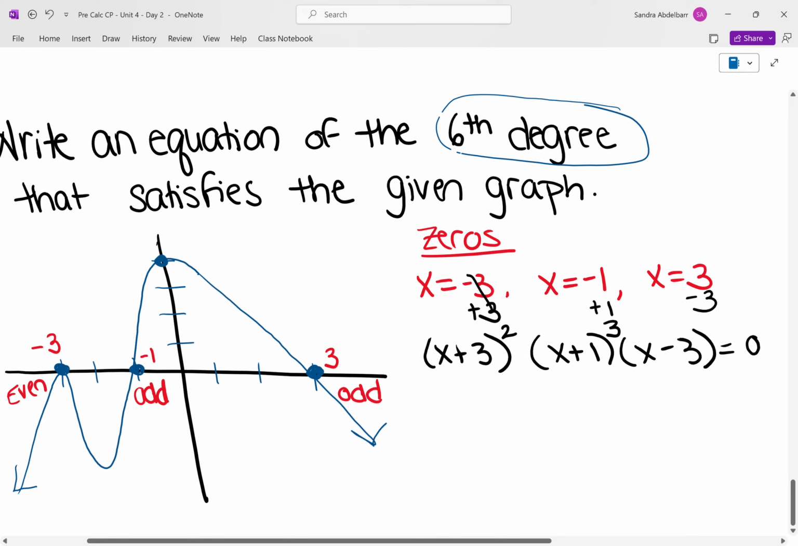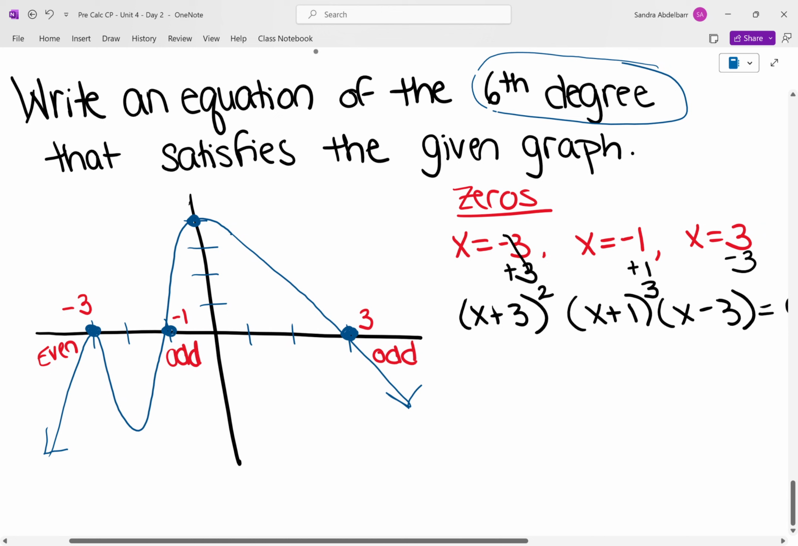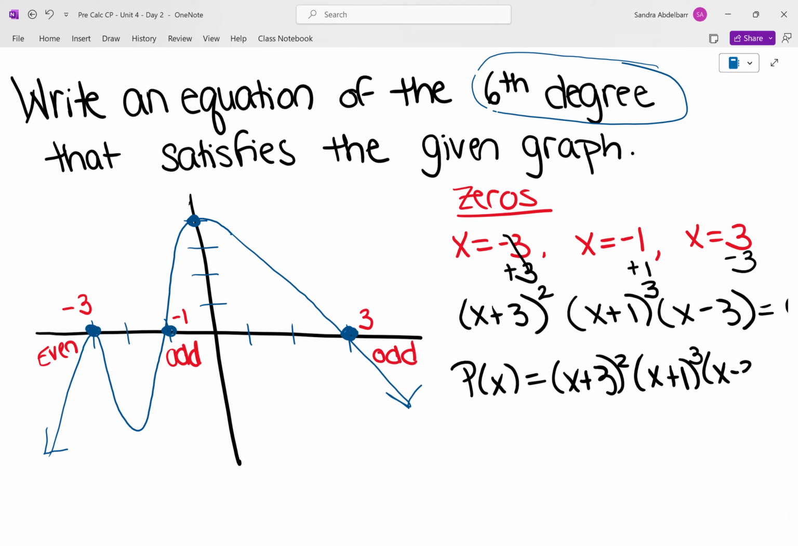Whatever. Okay, and now we're going to set this equal to 0 because it says an equation. We're not done yet. Couldn't we do 7 if it was just 5? If the 3 was a 5. But then this would be a 1 and that would make it an 8. So it wouldn't work. But you could have put the 3 on the x minus 3. One of them had to be 3 and one of them had to be 1. We're not done yet because now, if this is our p of x, we have p of x equals x plus 3 squared, x plus 1 cubed, x minus 3.